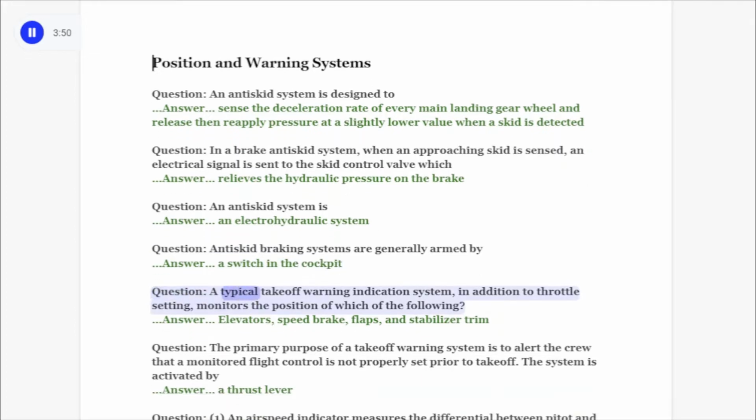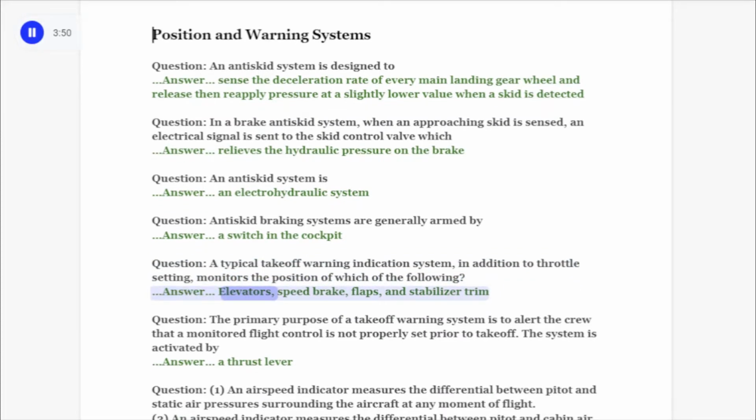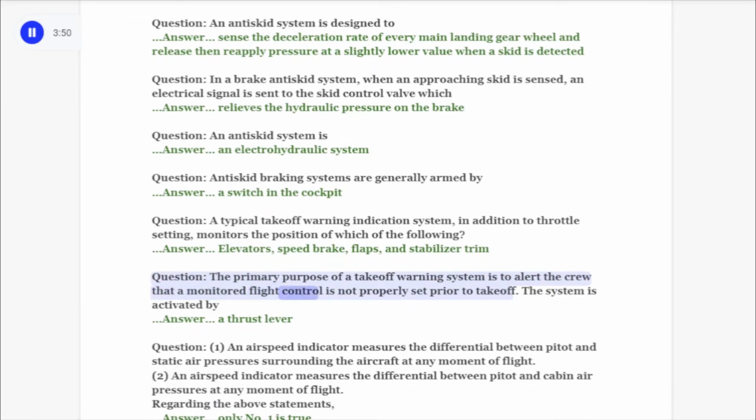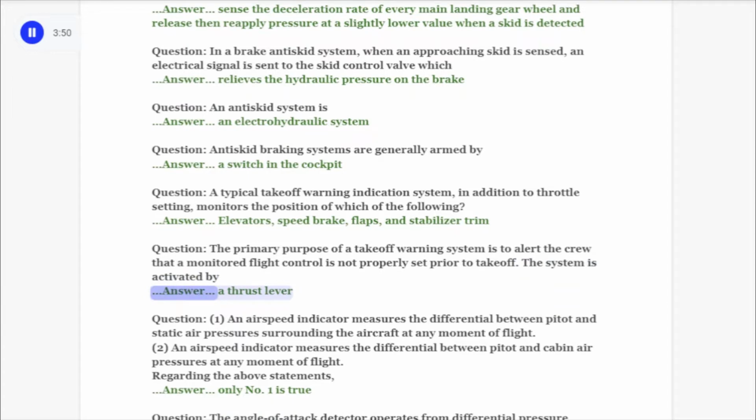Question: a typical takeoff warning indication system, in addition to throttle setting, monitors the position of which of the following? Answer: elevators, speed brake, flaps, and stabilizer trim. Question: the primary purpose of a takeoff warning system is to alert the crew that a monitored flight control is not properly set prior to takeoff. The system is activated by. Answer: a thrust lever.